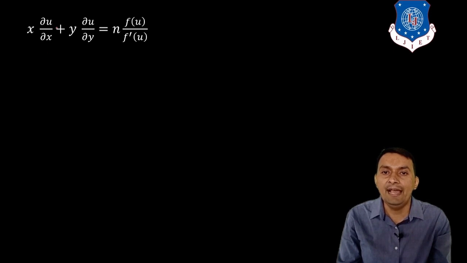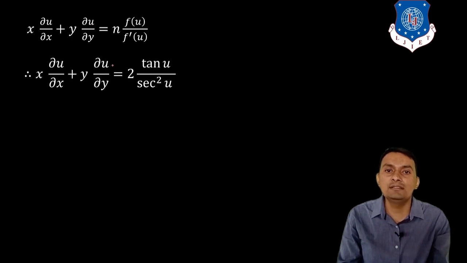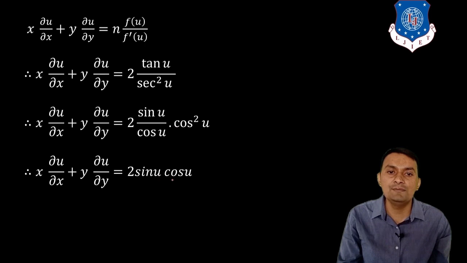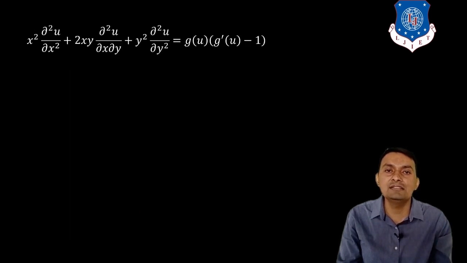And therefore, x into del u by del x plus y into del u by del y is equal to n times f of u divided by f dash of u. According to this formula, n is equal to 2, and f of u is nothing but tan u, its derivative is sec square u. And whenever we simplify, we will get 2 times sin u into cos u, and that is sin 2u. But our second order is that x square del square u by del x square.